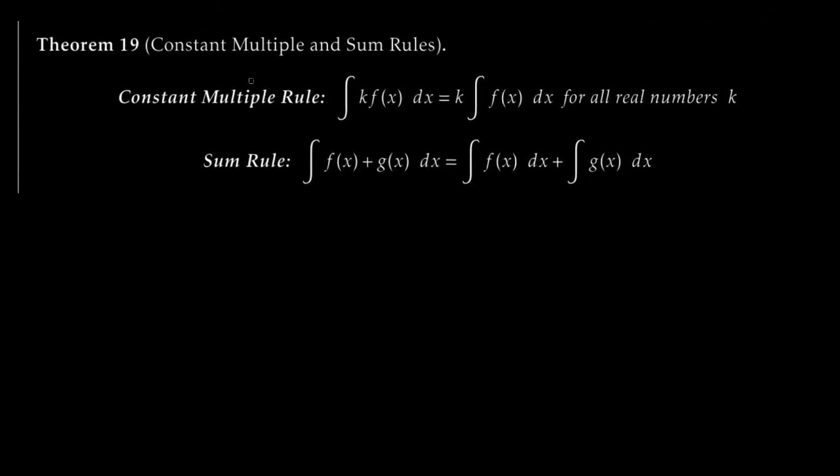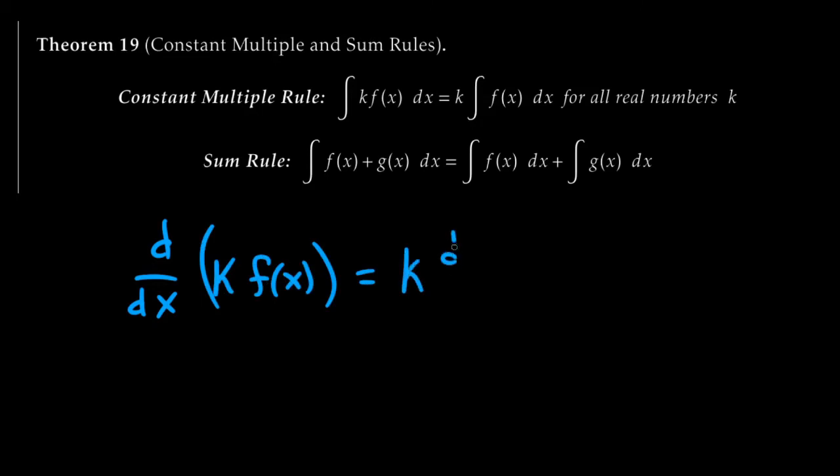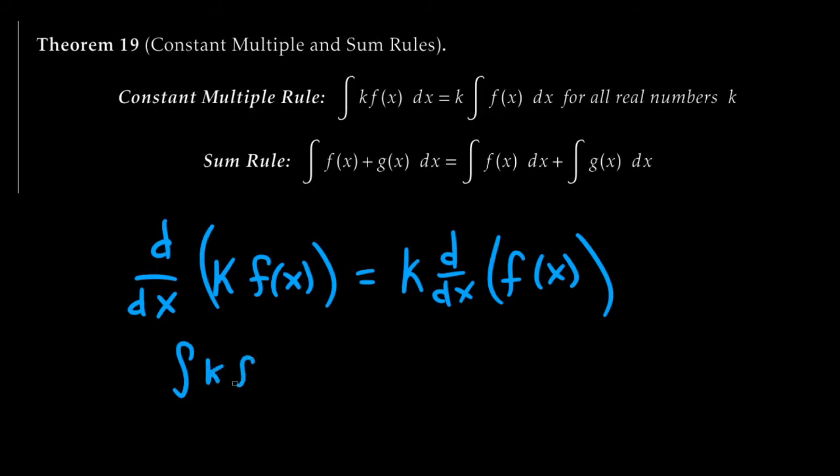So let's try out the constant multiple rule. You know that d/dx of a constant k times f of x is just k times d/dx of f of x. That is, you can always pull a constant out of a derivative. All right, so if we're turning this into an integral, basically all we're going to do is go, hey, the integral of k times f of x, always remembering to write that dx, is the same as k times the integral of f of x dx.